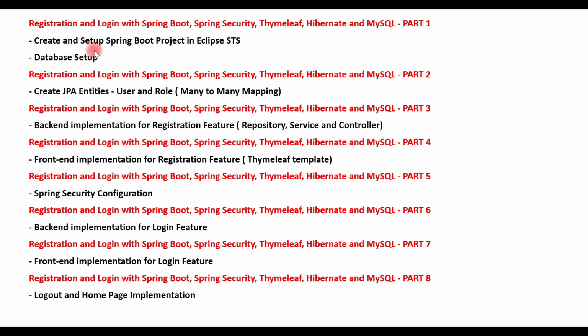In part 1 we have quickly created and set up a Spring Boot project in Eclipse IDE, and we have also set up the database. In part 2 we have created JPA entities, that is user and role, and in the third part we have completed the backend part for the registration feature, and in part 4 we have completed the front end part for the registration feature.